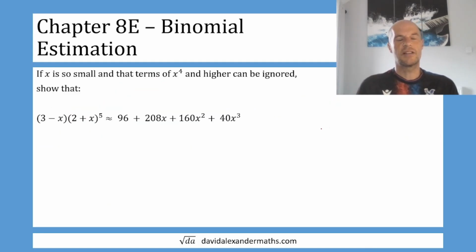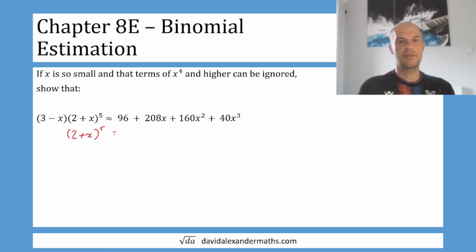Okay, so let's take a look at our second example. If x is so small that terms of x to the power of 4 and higher can be ignored, show that this stuff on the left is the same as this stuff on the right. So what we're going to do is ignore the 3 minus x for now. Let's just focus on the (2 + x) to the power of 5.